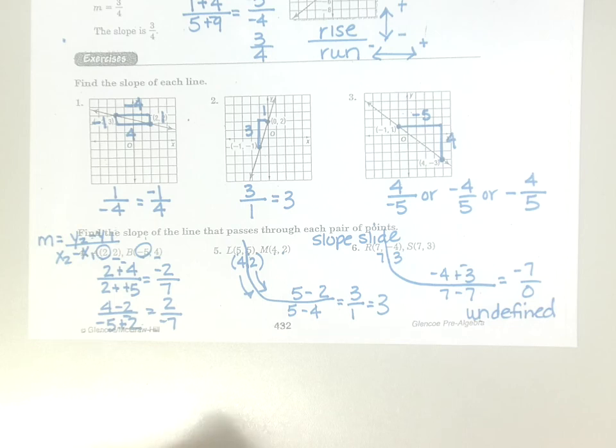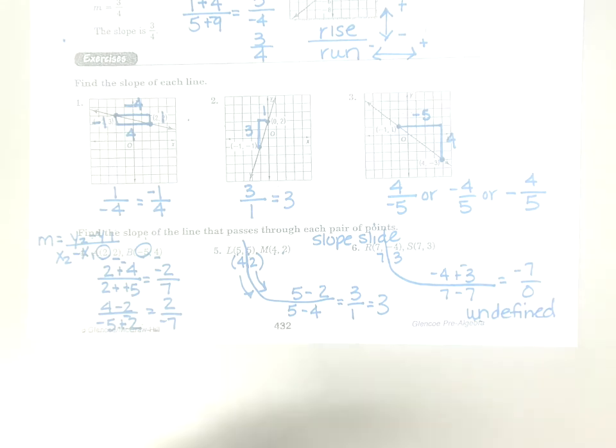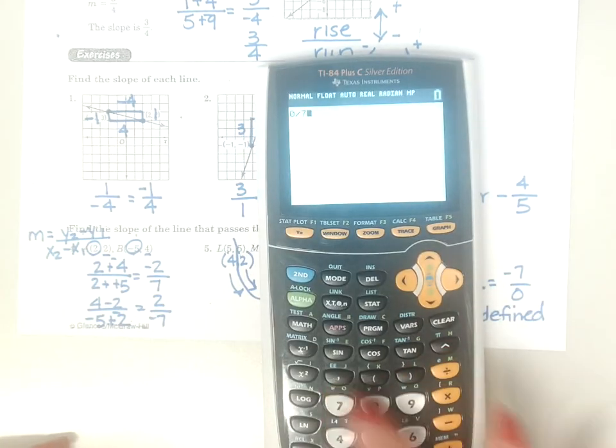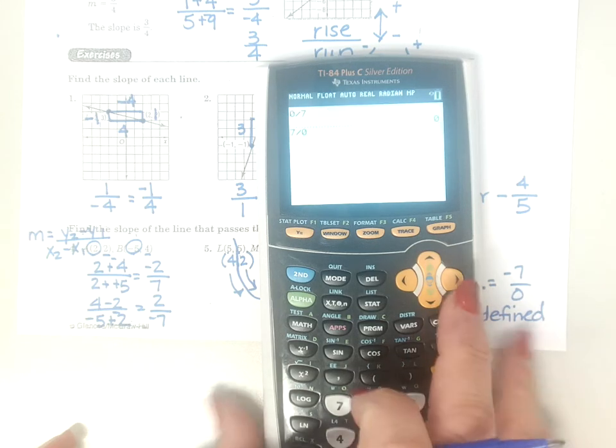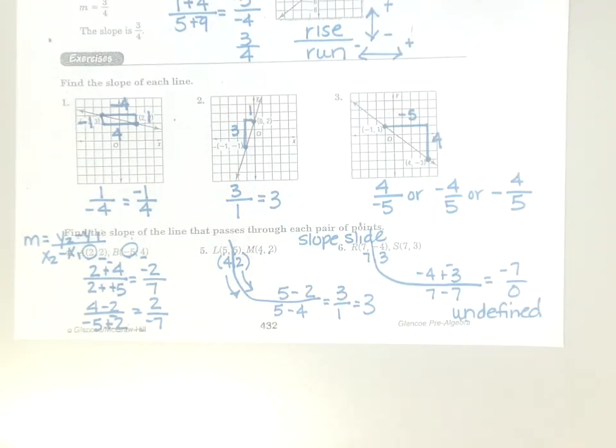If you're ever not sure, you can always take your calculator and test it out. Because if you can get a 0, like if this was 0 over 7, that's 0. If I can get a 0 as an answer, then it's fine. But if I have 7 divided by 0 and it comes out as an error on my calculator, those are the ones that are undefined. Okay?